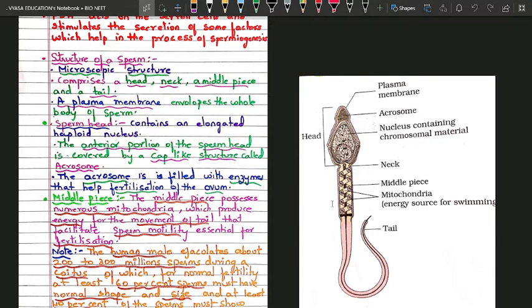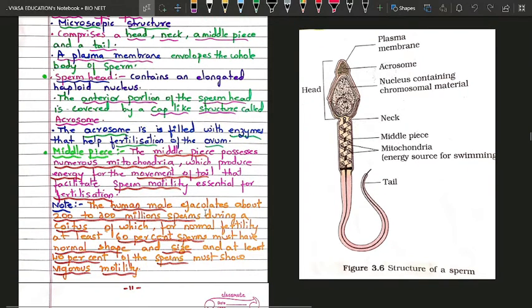There's a note here. The human male ejaculates about 200 to 300 million sperms during a coitus, of which for normal fertility at least 60% sperms must have normal shape and size, and at least 40% of the sperms must show vigorous motility. So normally doctors go for semen analysis when an infertile couple comes to the doctor. They check the sperm count.